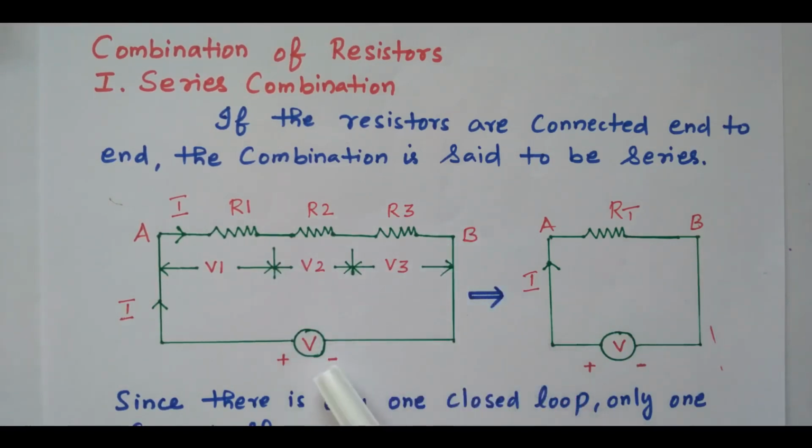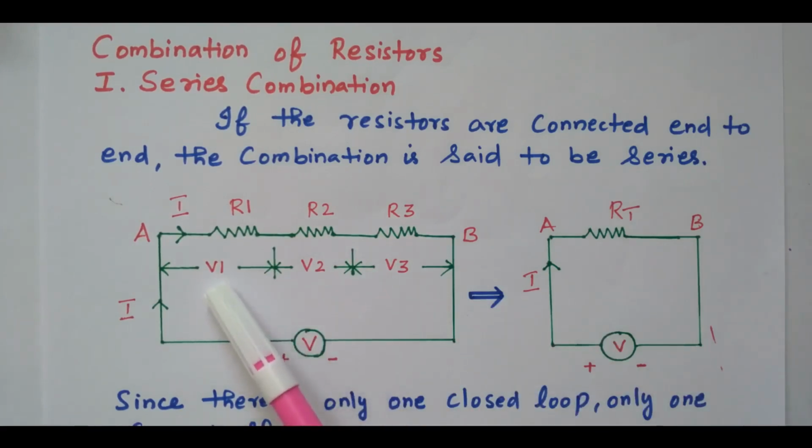It is given with a supply voltage V. The current flowing is I. This terminal is A, this terminal is B. The important thing in this series combination is that the same current is flowing through all 3 resistors. Only one current I is flowing through R1, R2 and R3. Because of the series connection, only the current I is flowing through all the resistors. This is one important point.